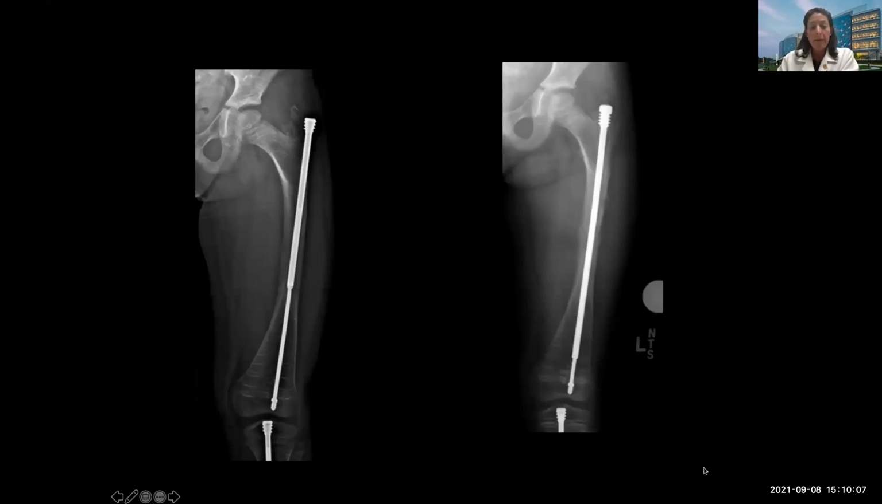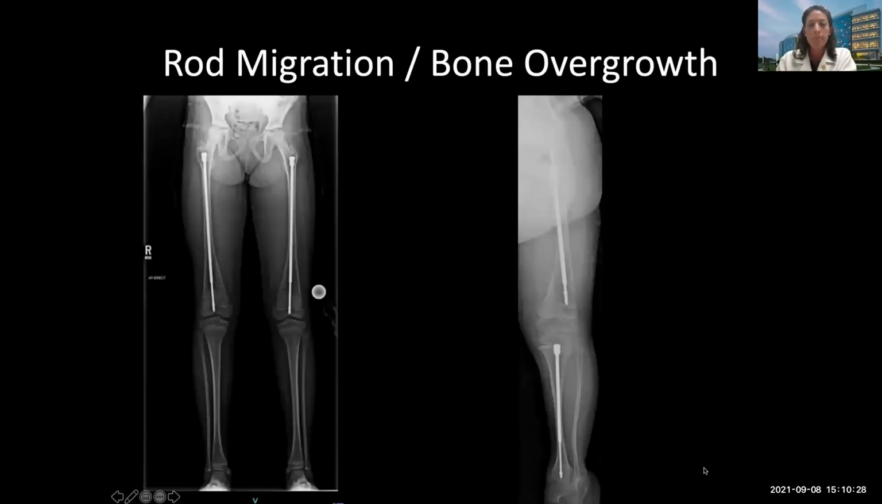This is another example of a telescopic rod that has behaved well. Over time, the junction of the two components of the rod has moved up into the diaphysis, or the narrow portion of the bone. And this was an indication to revise to a longer female component of the telescopic rod.